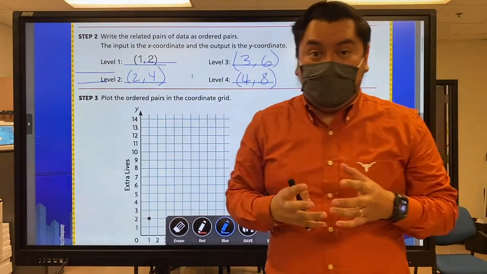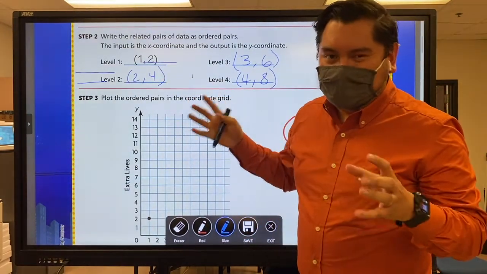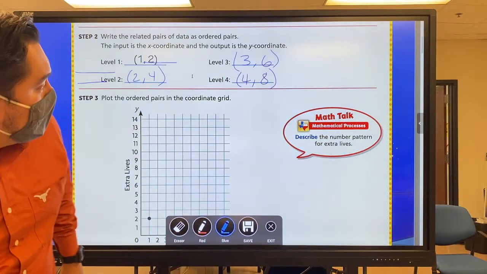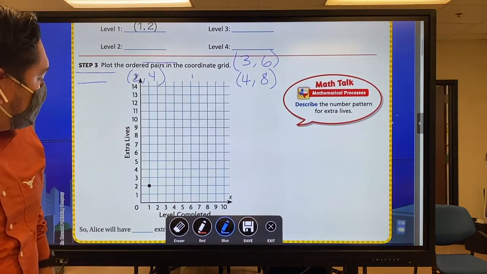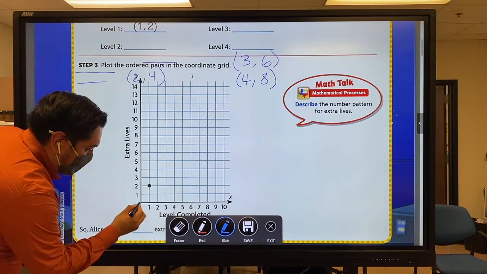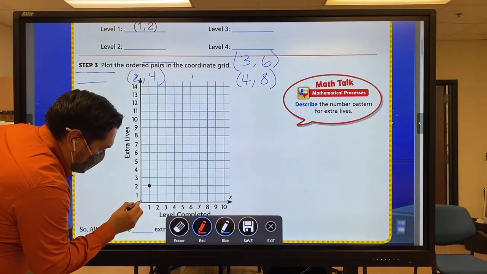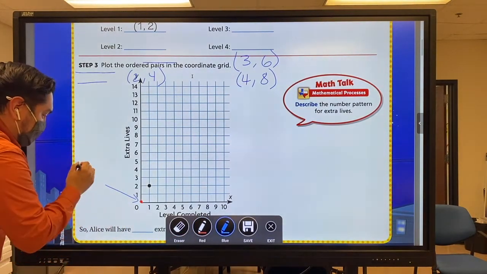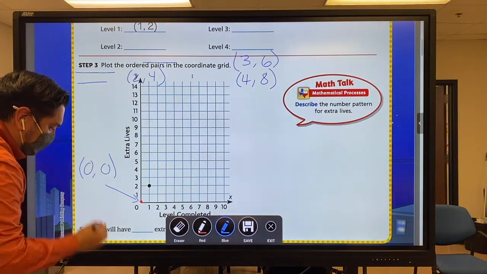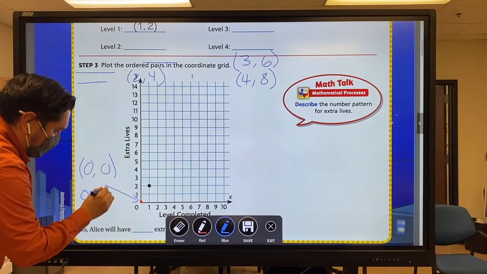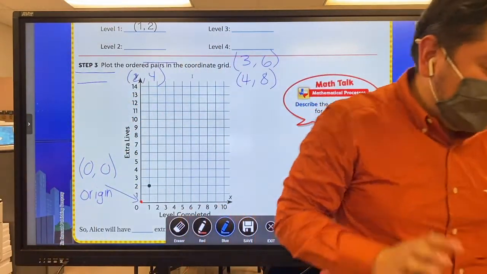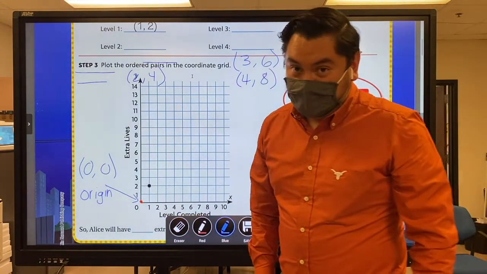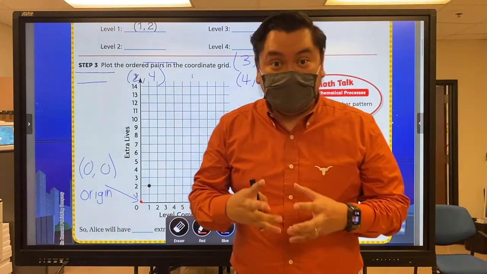Now, when you're plotting, each of these is kind of like an address to get to a specific point in my coordinate grid. Let me move this up just a little bit. There it goes. Now, you always start here, at this specific point. Make sure you're writing this, by the way, this is 0, 0. That is called the origin. Any graphing that you do on a coordinate grid is gonna start at the origin, okay?